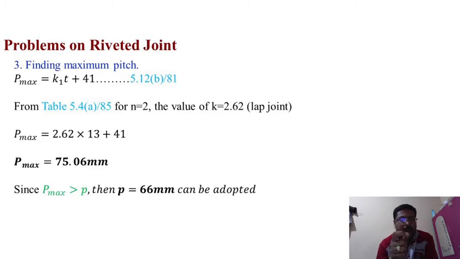Therefore P maximum is equal to K1 into T plus 41. So all the values are substituted here. K1 is equal to 2.62, T is equal to 13 mm, the thickness of the plate, plus 41. Therefore P maximum is equal to 75.06 mm. Since P maximum is greater than P, the pitch value of 66 can be adopted. This is rounded off as the answer.